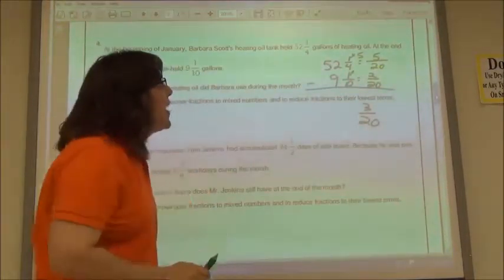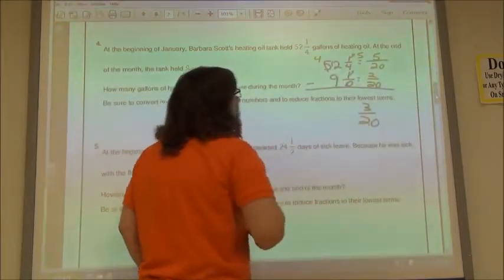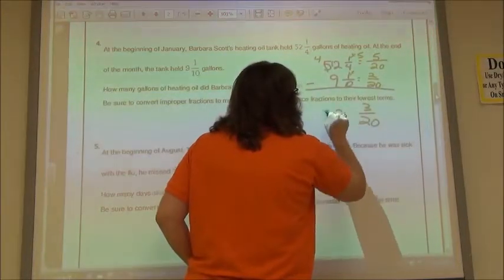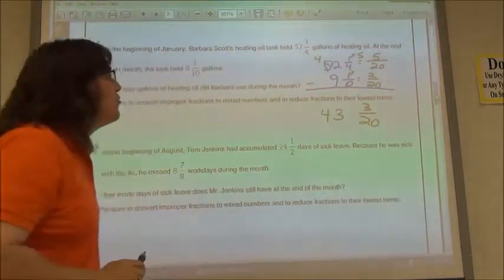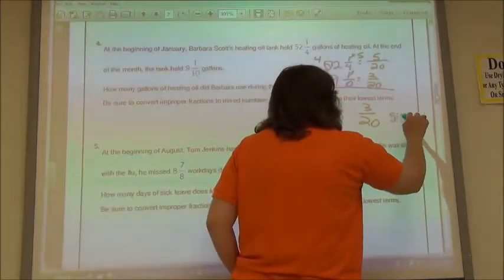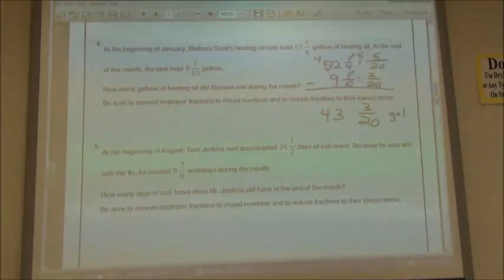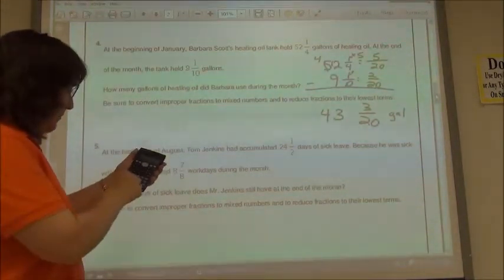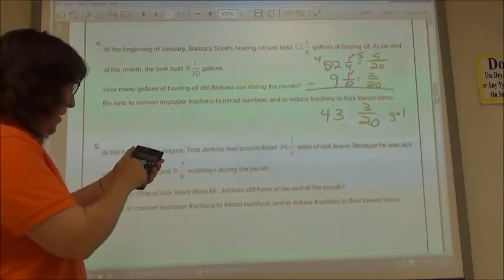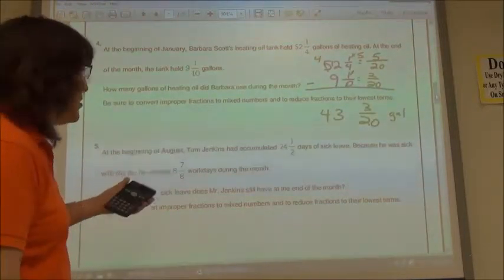And then I have to subtract with my whole numbers. Make that a 4, borrow, make that 12. 12 minus 9 is 3, and so I get 43 3/20 for how many gallons I used. And so again, if I wanted to check that with my calculator, I'm just subtracting 52 and 1/4 minus 9 and 1/10, and I get 43 3/20.